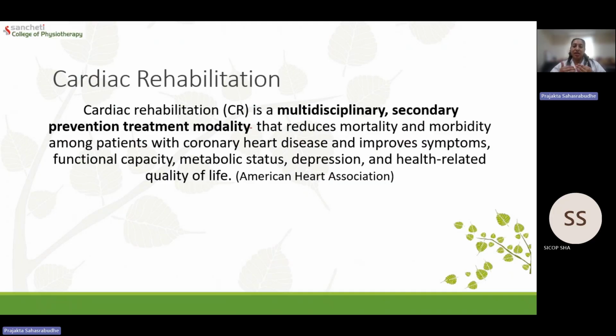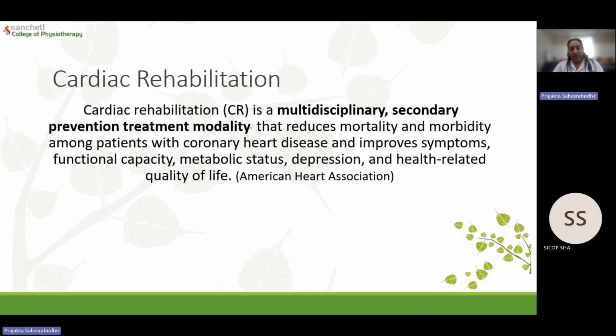That is, the disease has already occurred in them. With secondary prevention, we are going to reduce the mortality and morbidity associated with the disease, as well as reduce the chances of future such events. So that is secondary prevention. So cardiac rehabilitation is going to help with that.